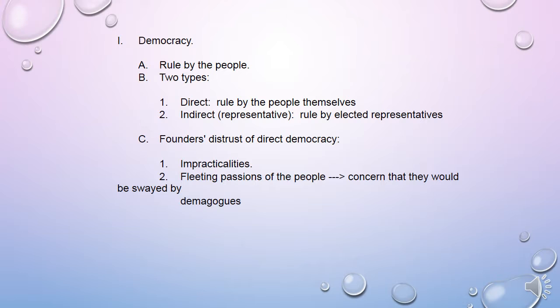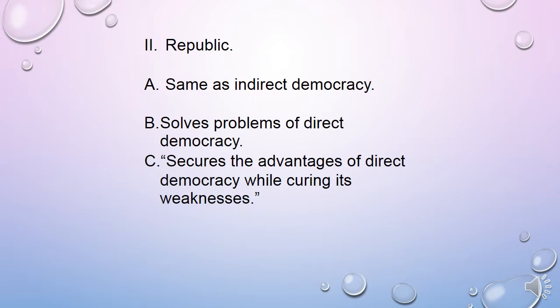All right, and then the fleeting passions of the people. They were worried that some popular person who espoused some sort of thing would win the election, and then terrible things would happen, and this person wouldn't be qualified to run the country. So, a republic is the same as indirect democracy. So, yes, we do have a republic. It solves the problem of direct democracy, securing the advantages of direct democracy while curing the weaknesses. Again, the people get the chance to elect someone to represent them, a better chance to have someone reasonable.